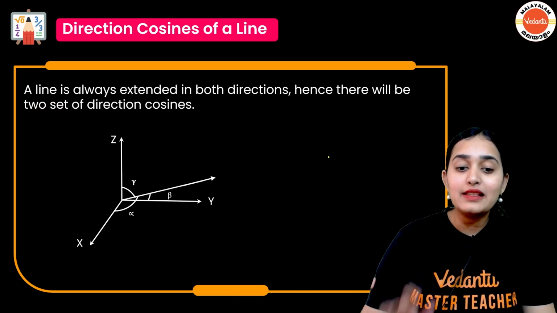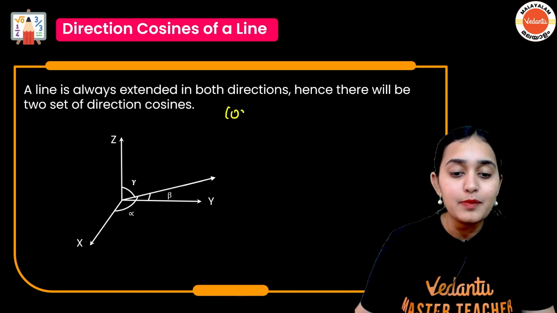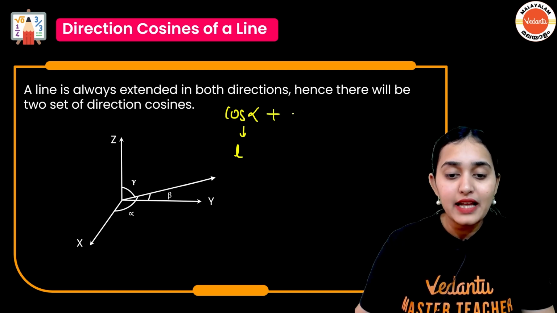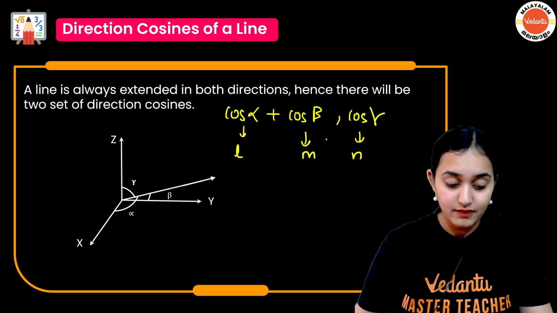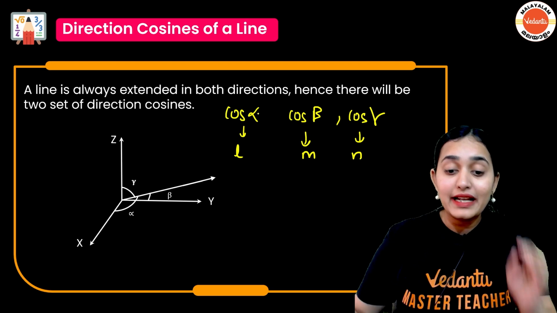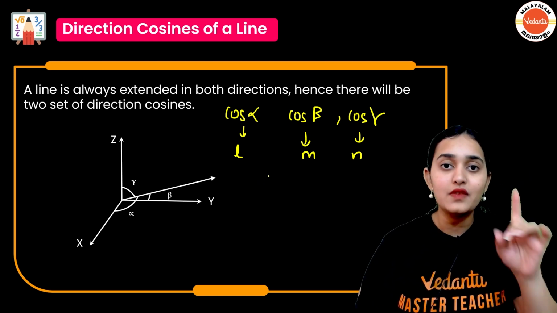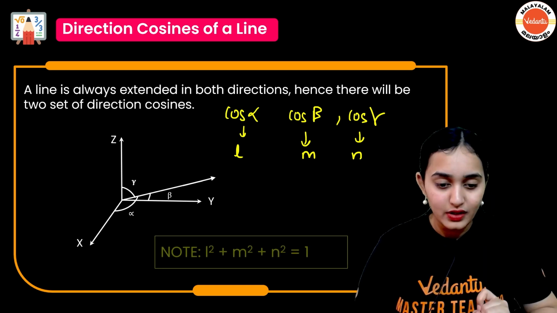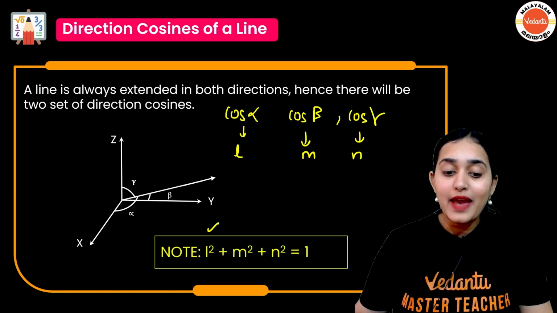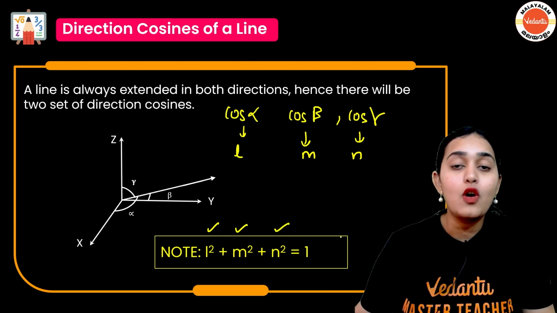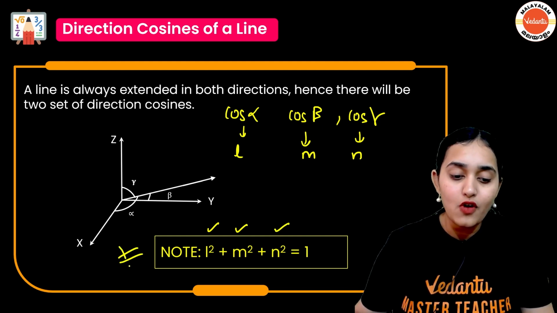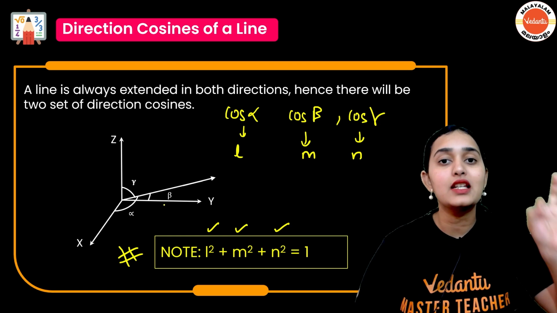Now this direction cosine is also represented as: cos alpha is represented as L, cos beta is represented as M and cos gamma is represented as N. So you might see L, M, N terms also written somewhere in the question paper. Now there is one very important formula based on this, that L square plus M square plus N square is always equal to 1. So note down this formula number 1 related to direction cosines.